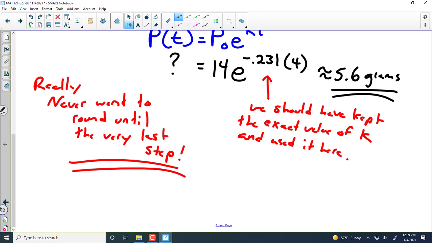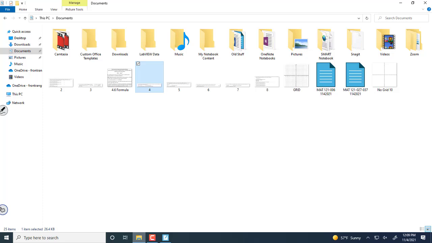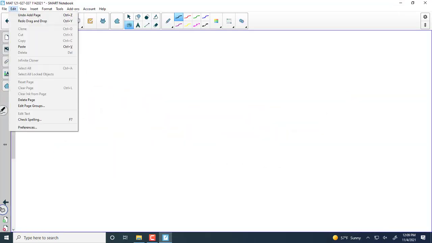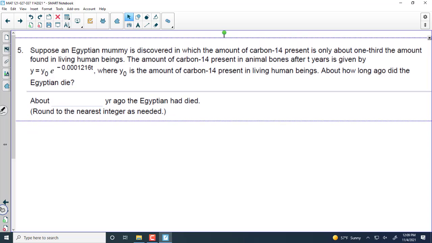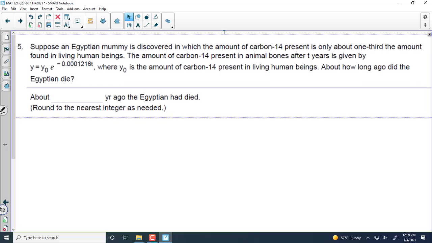Let's do one more story problem here. I like this one because it looks so much worse than it is. Suppose an Egyptian mummy is discovered in which the amount of carbon-14 present is only about 1/3 the amount found in living human beings. The amount of carbon-14 present in animal bones after t years is given by, well, that's cordial of them. They give me an equation to use. Maybe that will help me solve this problem.